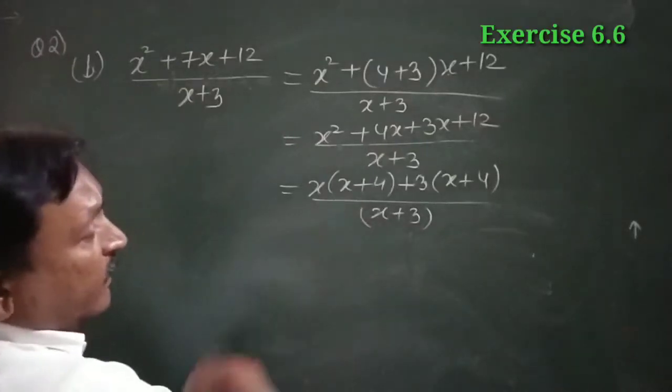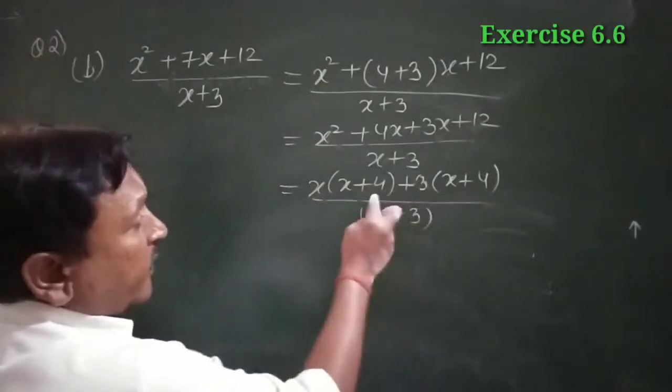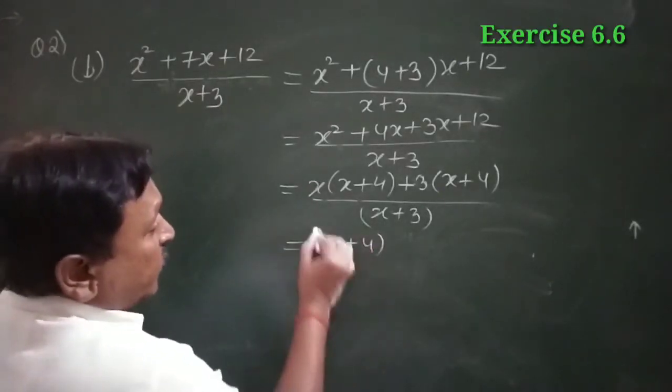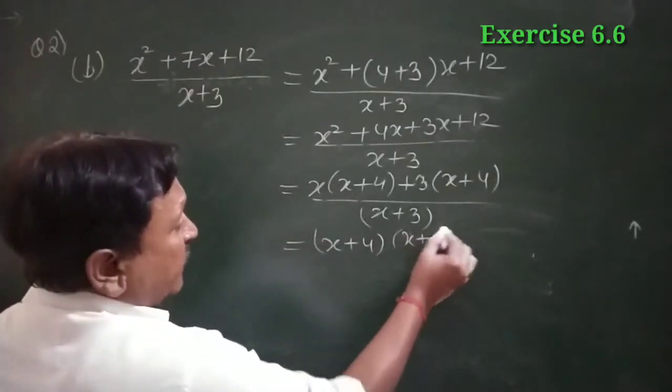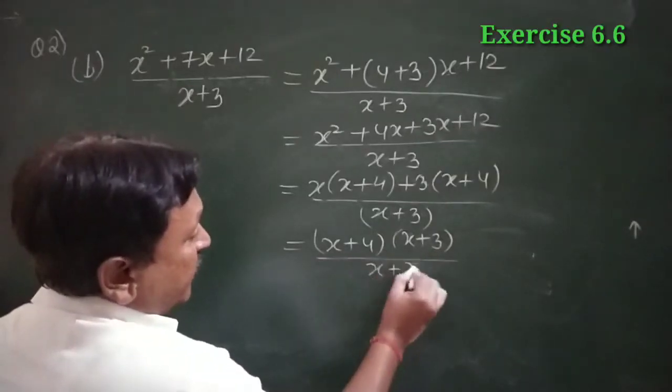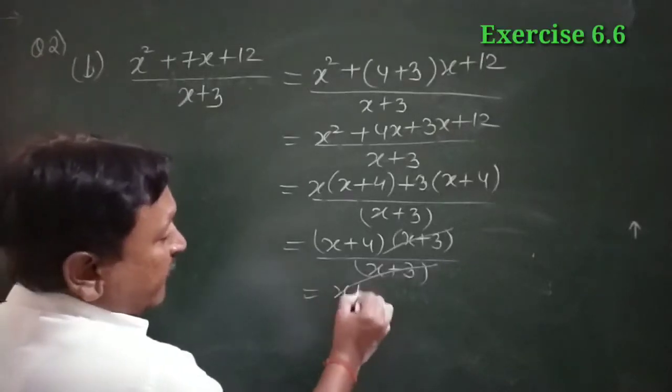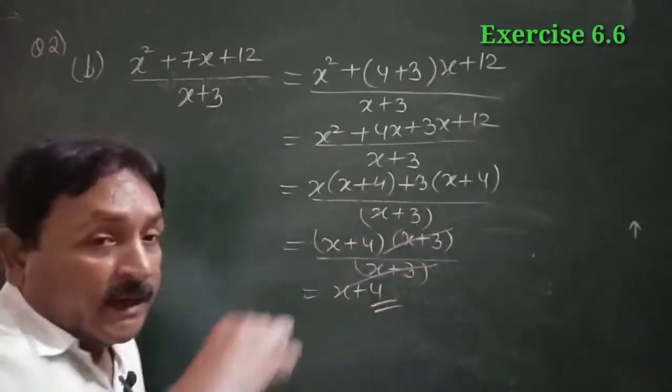Now see here. Now it is having 2 terms, x plus 4 is at both the places, so we can take out x plus 4. So what is left inside? X plus 3 upon x plus 3. This x plus 3 is cancelled by x plus 3. So what is left? X plus 4, which is our needed answer.